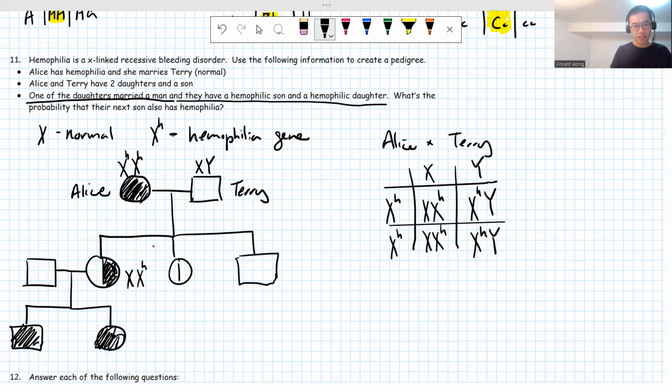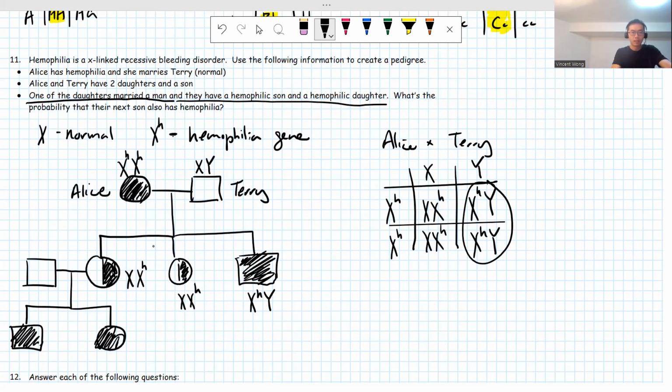And same thing for her sister. She has to be a carrier. There's no other way. And for the son, if we look at the Punnett square, the son is guaranteed to be colorblind.